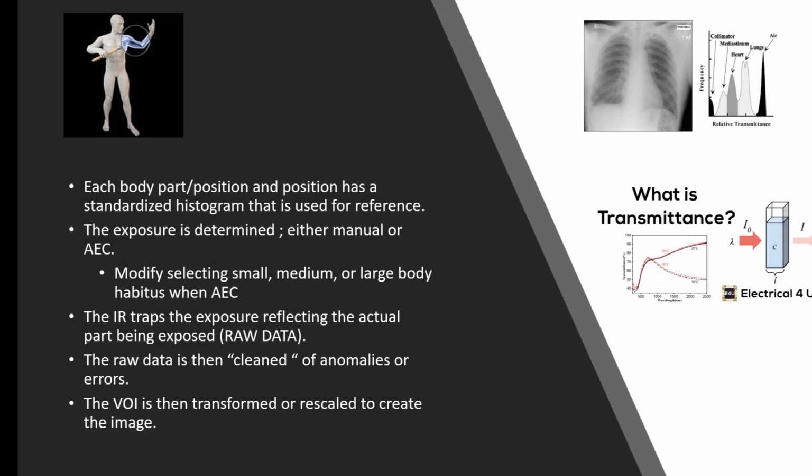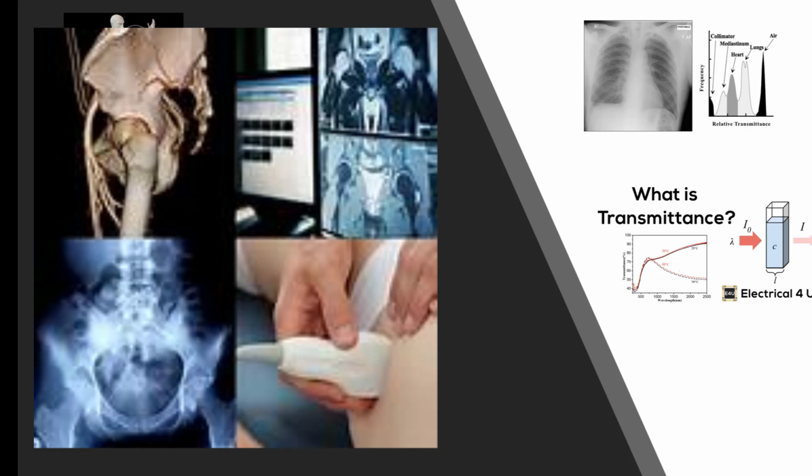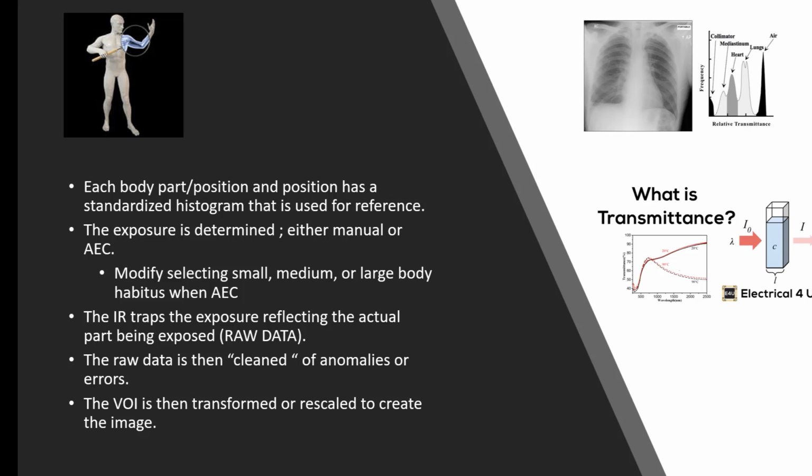Each body part and position has a standardized histogram that is used for reference. It would be nice if they were all the same, but they're not. Every single one is vendor specific for the modality you're using at that period of time. So you need to be able to look in your manual and find out how your equipment works and how to utilize either manual or automatic exposure control.